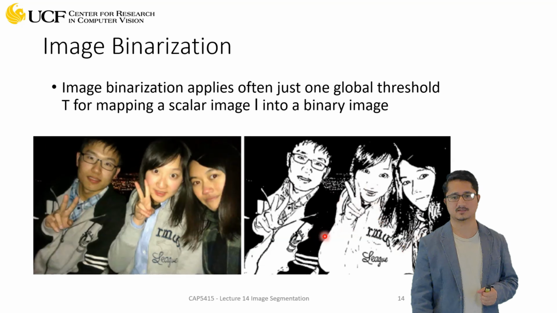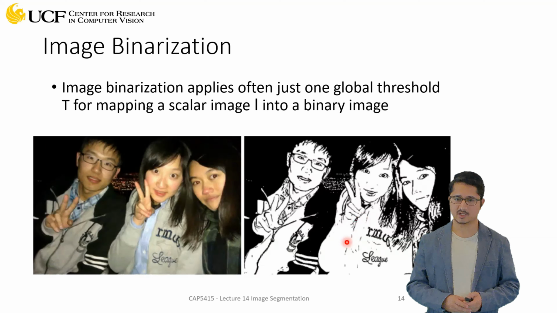And there can be a lot of applications of this kind of image binarization. And of course, there's some loss of information as well. For example, in this image, we are not clear what the clothing color was, but for some applications, it might not be necessary.